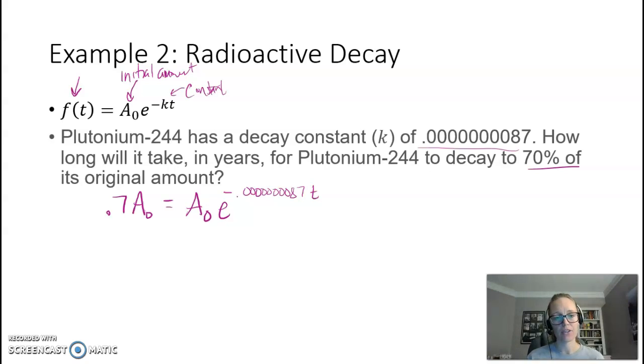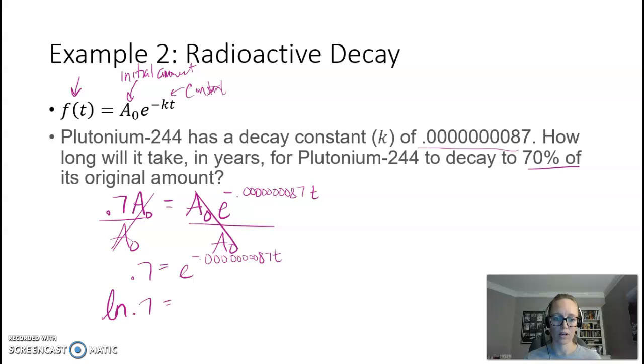Okay, based on how this is written, because we're finding 70% of the original amount, I can begin by dividing both sides by a sub 0, by that initial amount, and it cancels it out on both sides. So 70% of the initial amount gives us the opportunity to cancel out that initial value there. And then I have just a simple exponential equation that I can solve using logs. Since I'm in a base of e, I'm going to take the natural log of both sides.